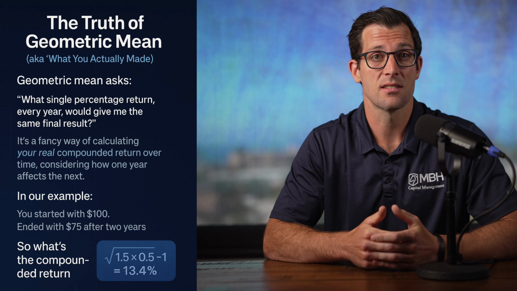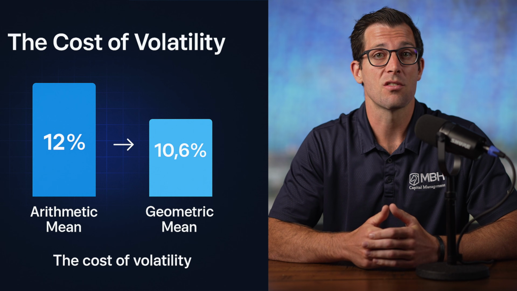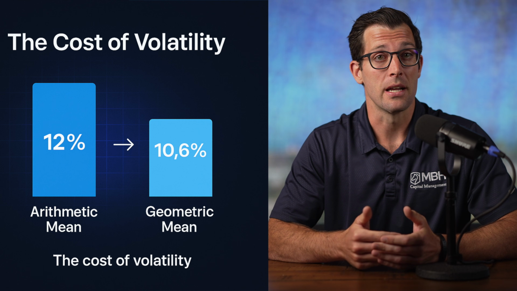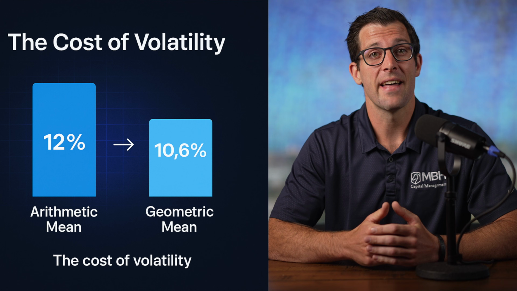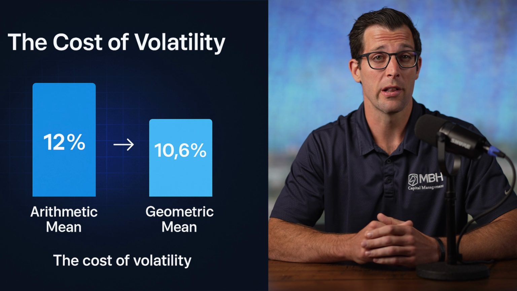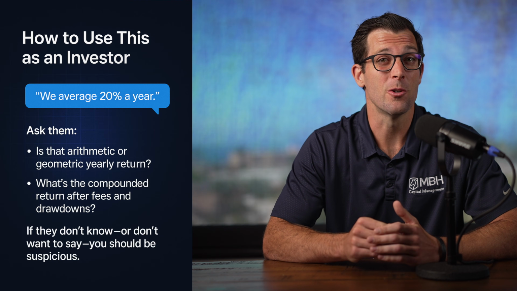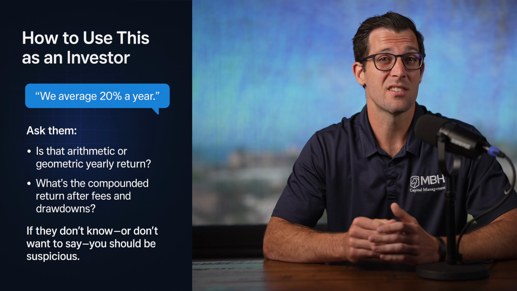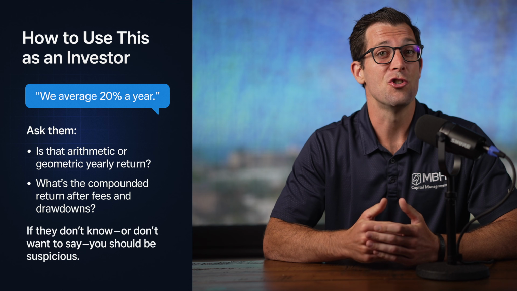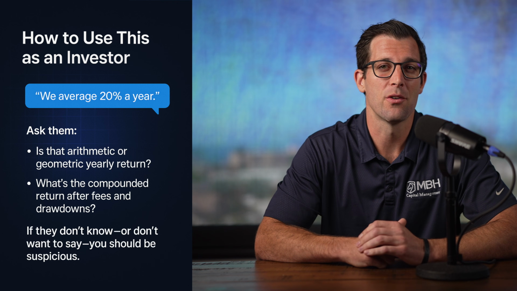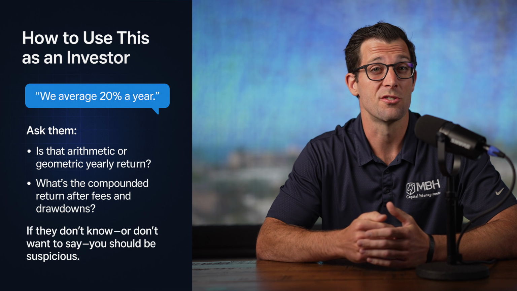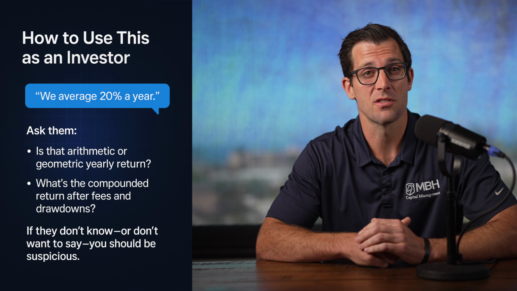on your shrinking balance. As an example, the S&P's arithmetic mean since 1970 is around 12%, but its geometric mean is closer to 10.5%. That's the difference. It's the cost of volatility. You're paying for drawdowns, whether you realize it or not. How to use this as an investor? When someone says we average 20% a year, ask them, is that the arithmetic mean or the geometric yearly return? What's the compounded return after fees and drawdowns? If they don't know or don't want to say, you should be suspicious.